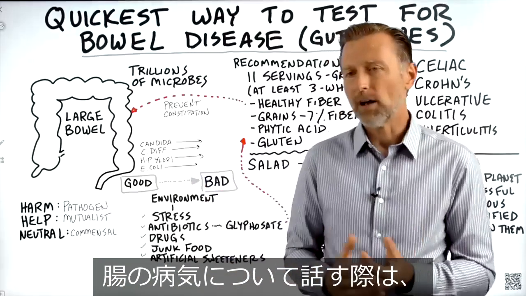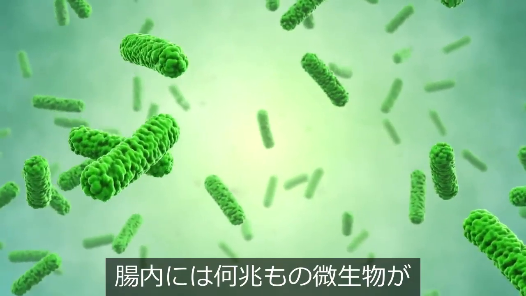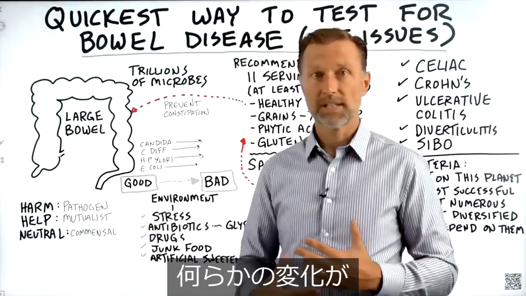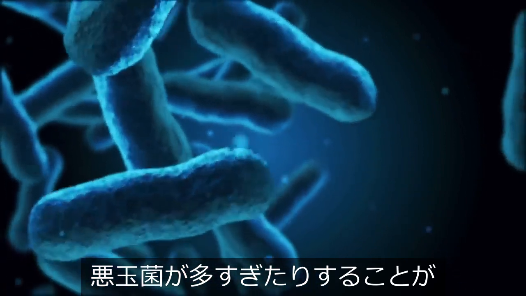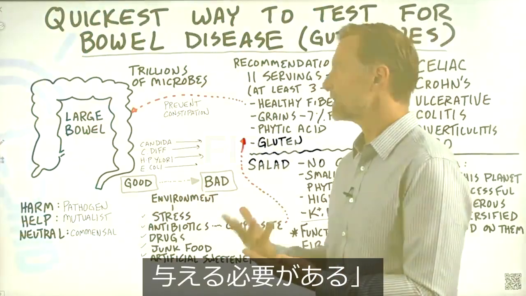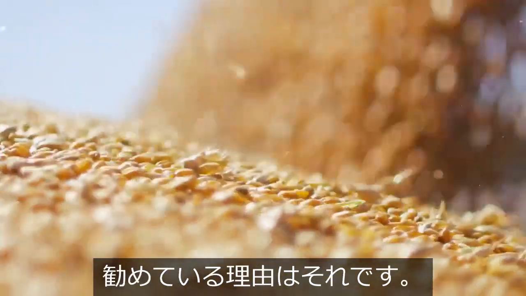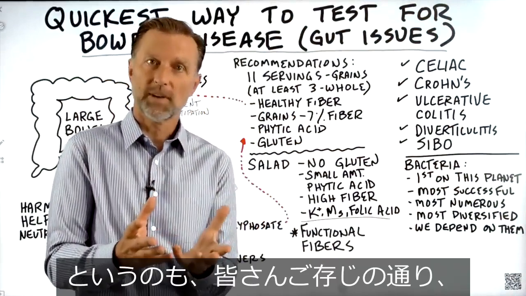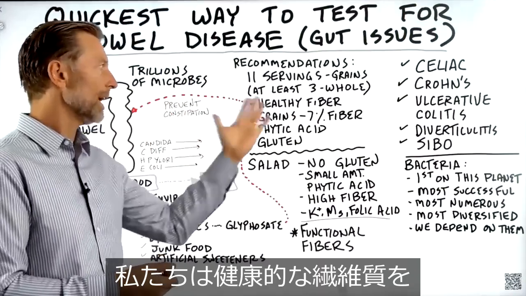When we're talking about bowel disease, it usually relates to your microbes, okay? You have trillions of microbes in your gut, and there could be some alteration in the amounts or the type of microbes. You might have too little good bacteria and too much bad bacteria. And so, of course, people will say, well, you need to feed your bacteria fiber. And this is why they recommend 11 servings of grains, right? With at least 3 of those 11 servings being whole grains, because of course we all know that fiber feeds the microbes, right? We want healthy fiber.